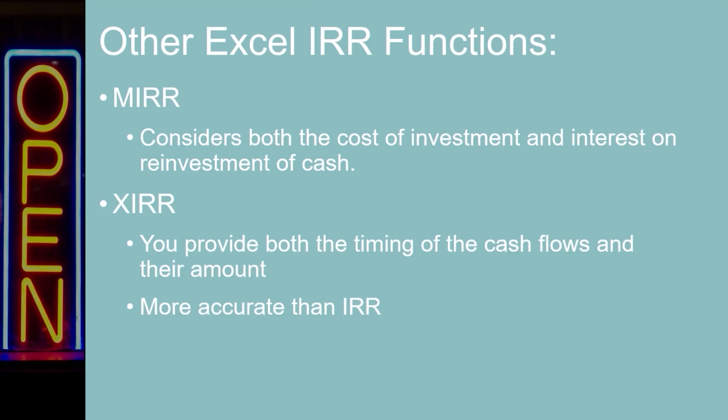XIRR returns the internal rate of return for a series of cash flows where you provide both the timing of the cash flows and their amounts. This will provide a more accurate result, especially if your cash flows rise and fall at different times. You are likely projecting both the dates, in other words, months, and the cash flow amounts. So this is the better formula if you have that data for the formula.